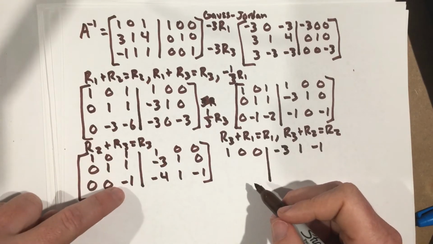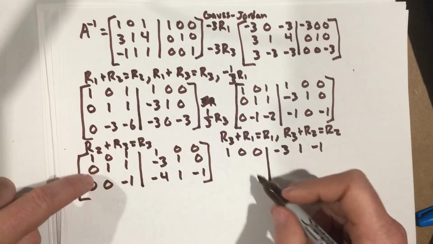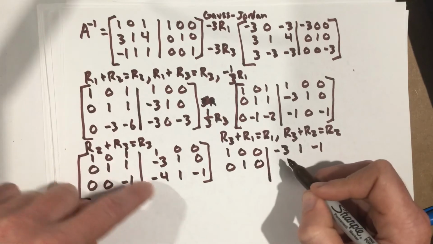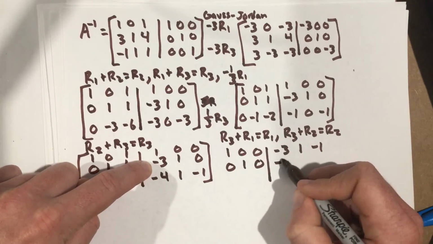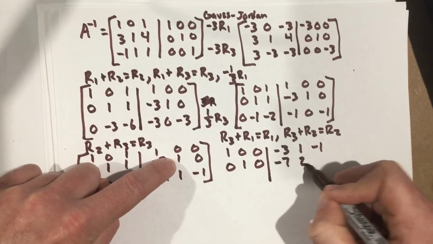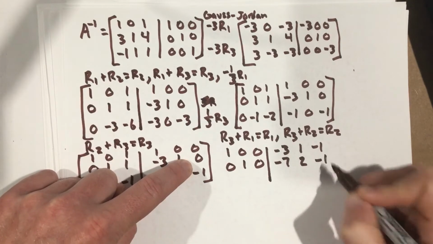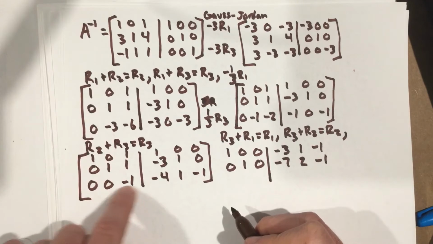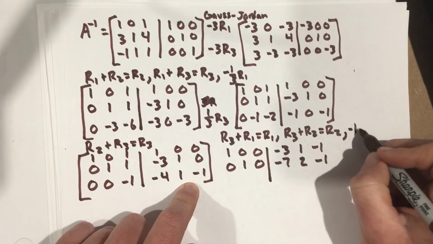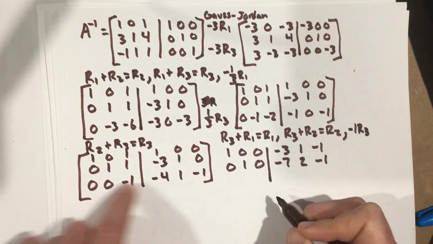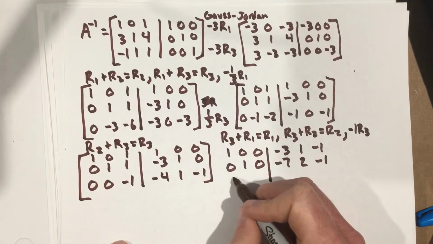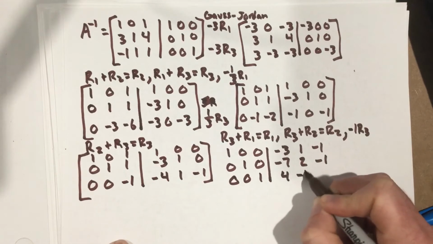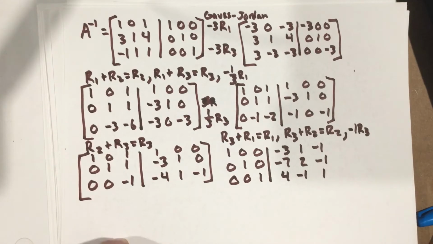Now I'm going to go to row 2. -1, well, first of all, 0, 1, and then -1 and 1 is 0. -4 and -3 is -7. 1 and 1 is 2. -1 and 0 is -1. And finally, at the very end, I'm going to take -1 times the bottom row, -1 times R3. That way, then this is all set up nicely. So I get 0, 0, 1, 4, -1, 1.